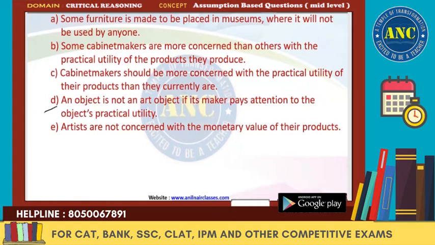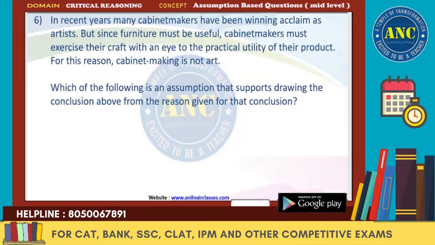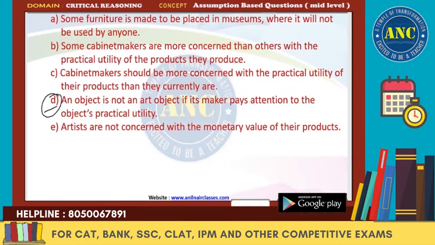Among these options, look at option D. An object is not an art object if its maker pays attention to the object's practical utility. Now, what does the argument conclude? It concludes that cabinet making is not an art because cabinet makers must consider the practical utility of their products. Now, if this is true, that an object is not a work of art if its maker pays attention to the object's practical utility, as this option says, the conclusion is supported. Hence, option D is the answer.